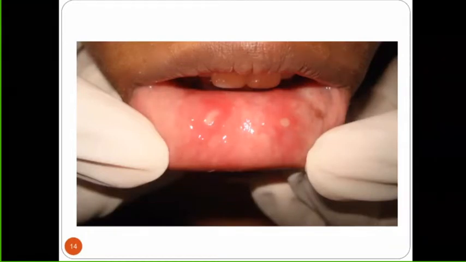So this is a typical presentation of minor aphthae. You can see two. Can you see the almost circular shape, well defined, and can you see the erythema around it? That is a classical sign that there is inflammation around the ulcer.